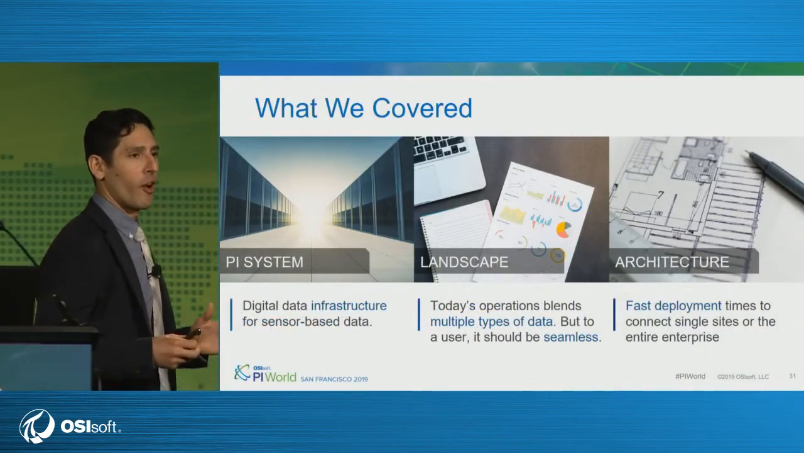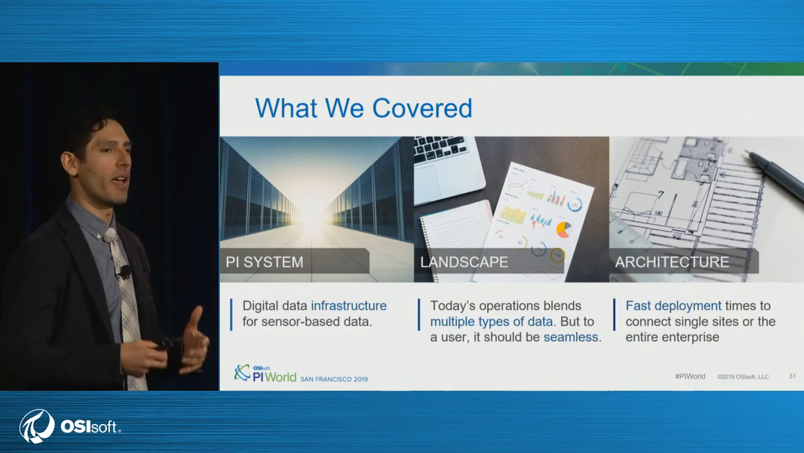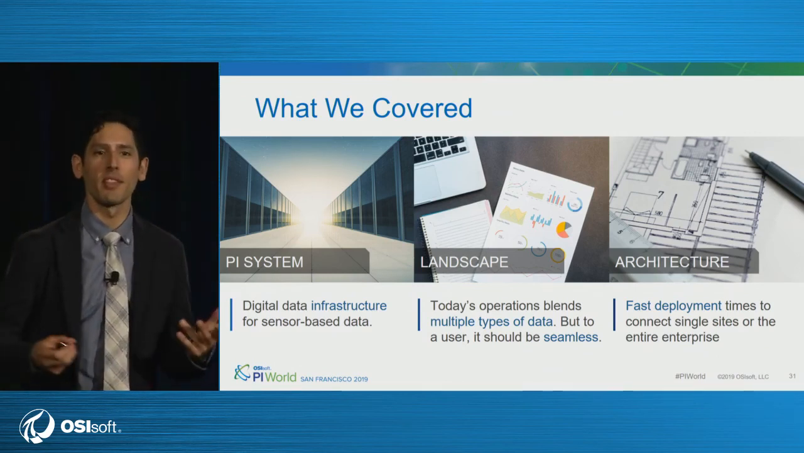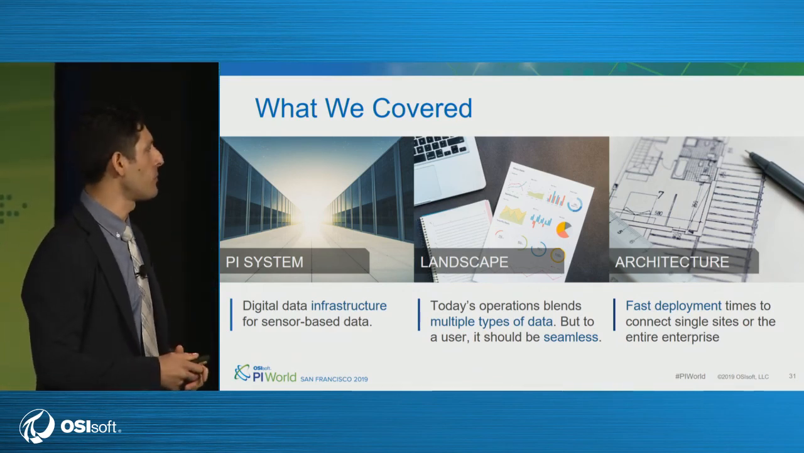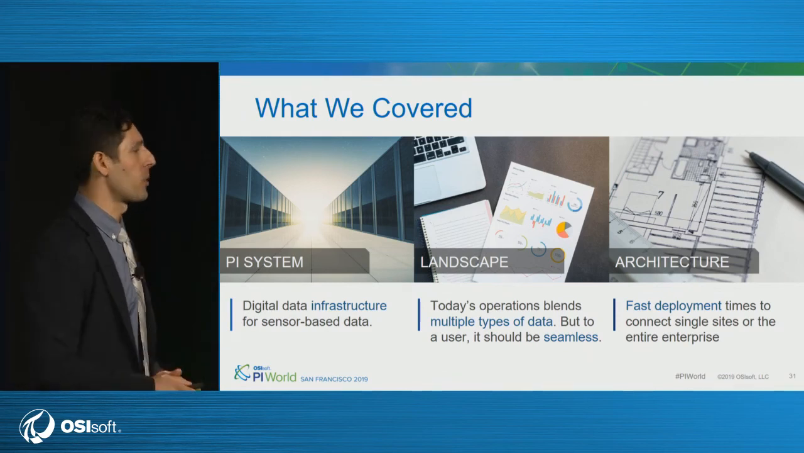So we've covered a lot of ground already. We talked about the Pi system and the problem it solves, and how it can be a data infrastructure for your sensor-based data. We talked about the data landscape. I gave you a framework for how to think about the different types of data that are out there. And then lastly, we talked about some of the typical Pi system architectures that we see out in the field.